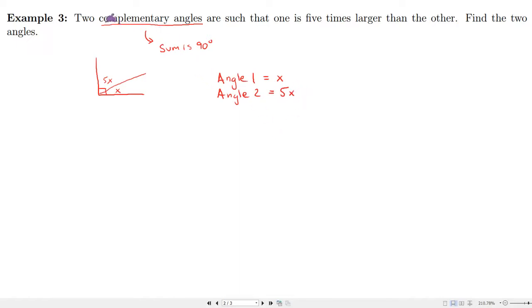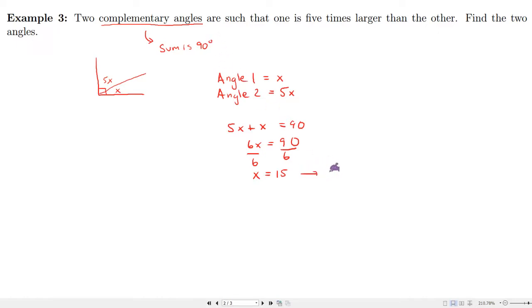And then using this rule of complementary angles, we know that the sum should be 90 degrees, so we're going to get our answer in terms of degrees. 5x plus x will be equal to 90, which is 6x equals 90. So we'll divide both sides by 6, so x is 15. And again, here we have an answer in terms of x, but we want to translate this in terms of our problem, and we want to find the two angles. And we should put them in degrees as well.